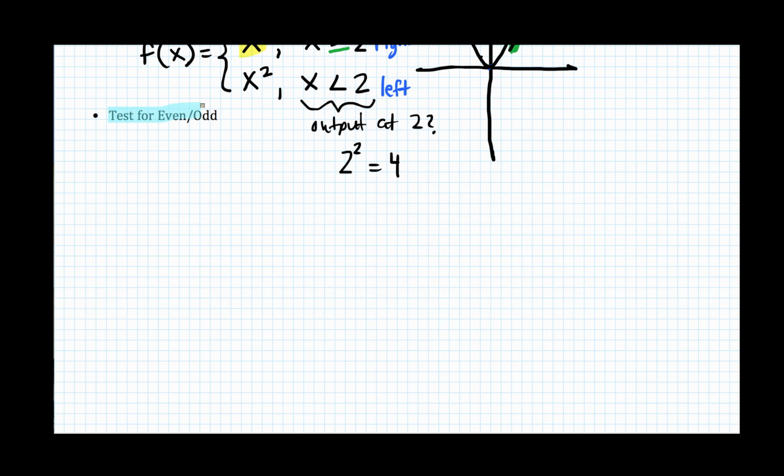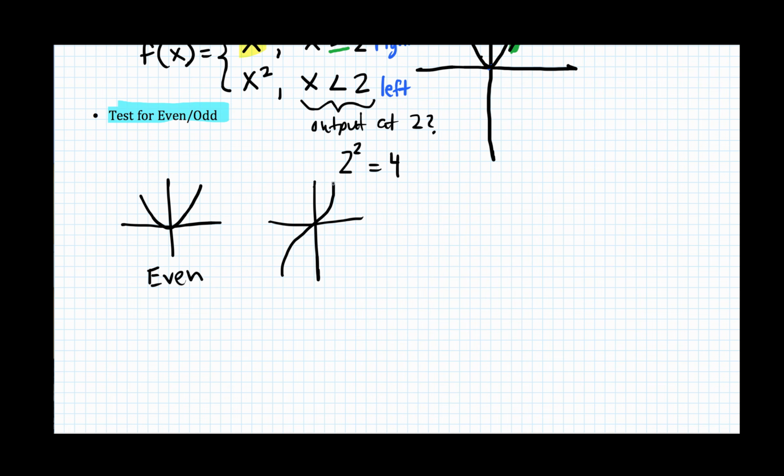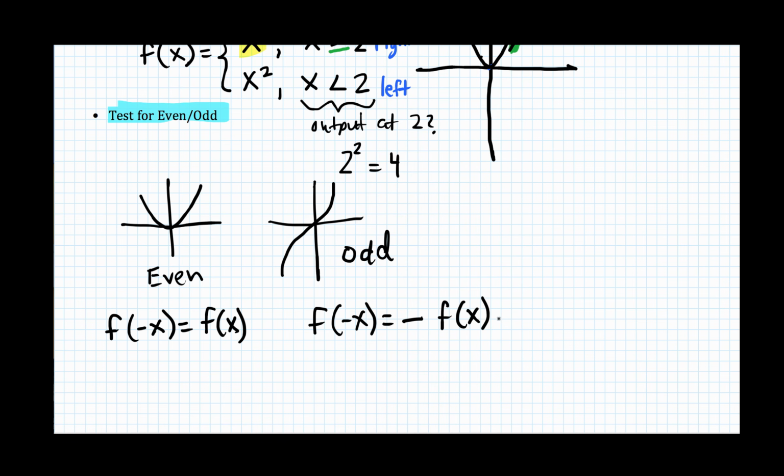Okay, testing if a function is even or odd. We know that we learned even is when a function is symmetric about the y-axis, and odd is when a function is symmetric about the origin. How do we test if something is even or odd? Well, if we substitute in negative x and simplify, and the result is the same as the original function, then it's even. If we substitute in negative x and the result is the exact opposite sign of the original function, then it's odd. If neither of those two cases work, then it's neither even nor odd.